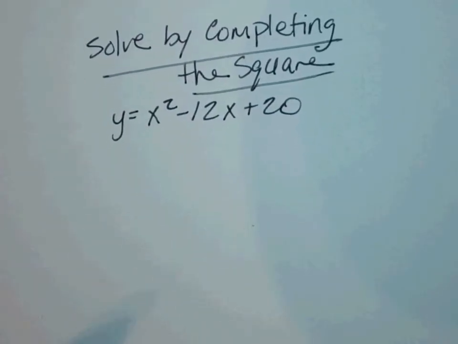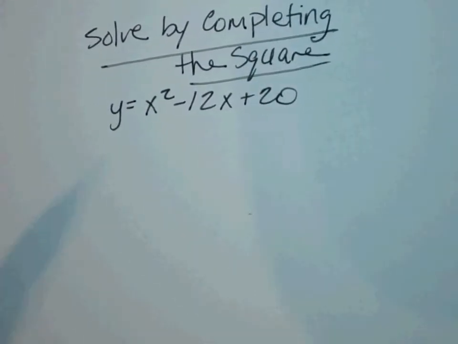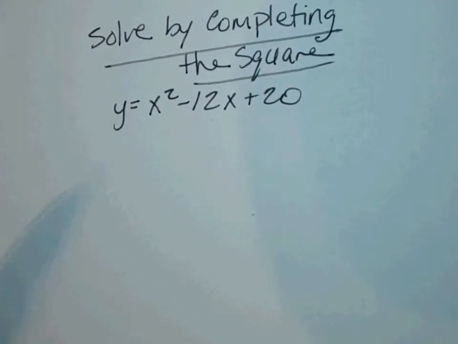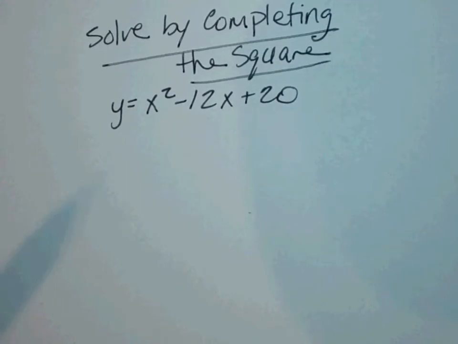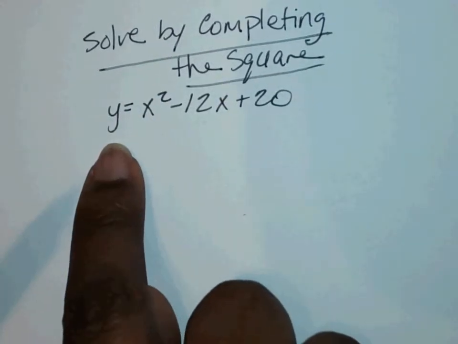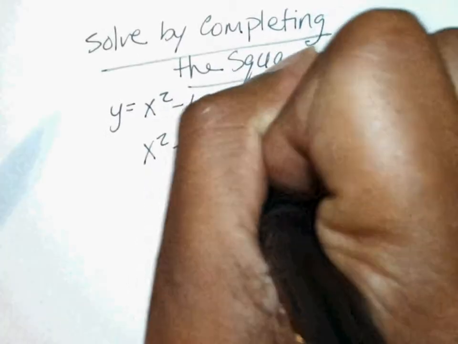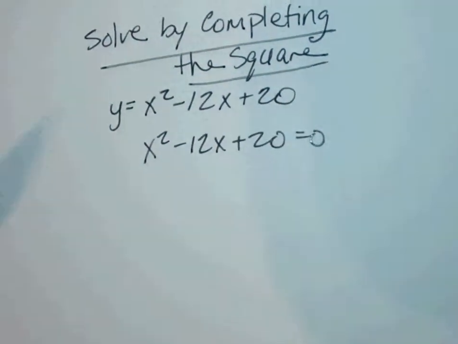Same exact quadratic. The only thing is that I'm not going to solve it by factoring. I'm going to solve it by completing the square. But again, solving means y is 0. So that's exactly what I'm going to write. X squared minus 12x plus 20 equals 0.